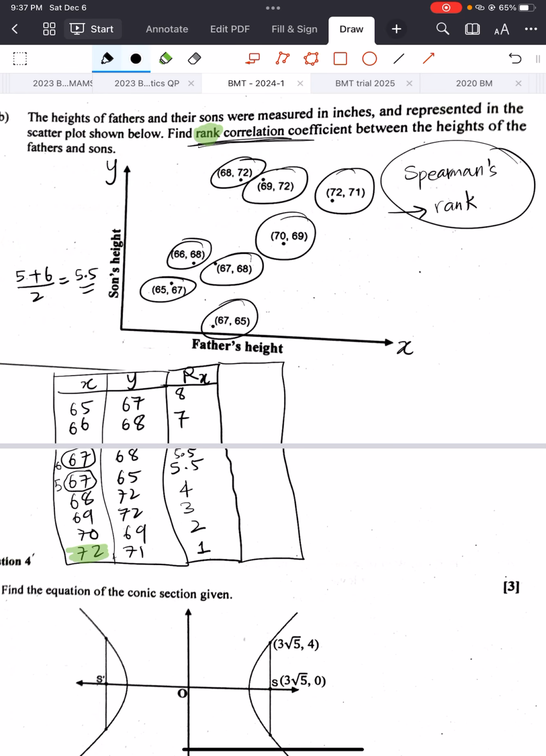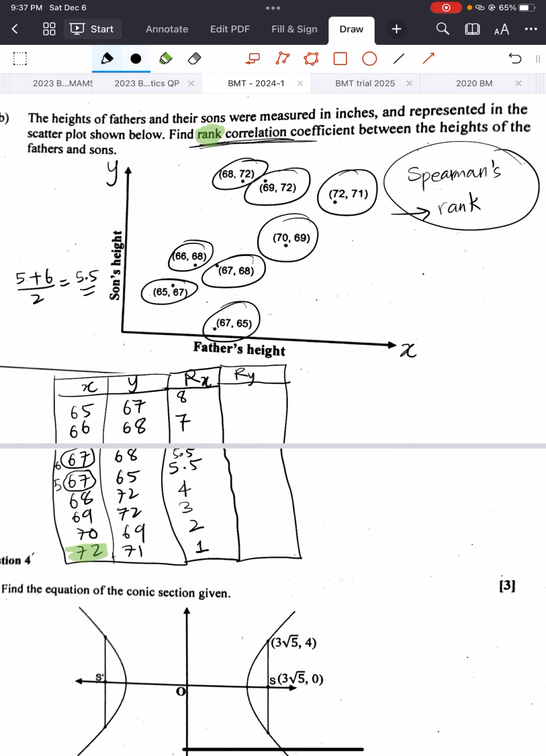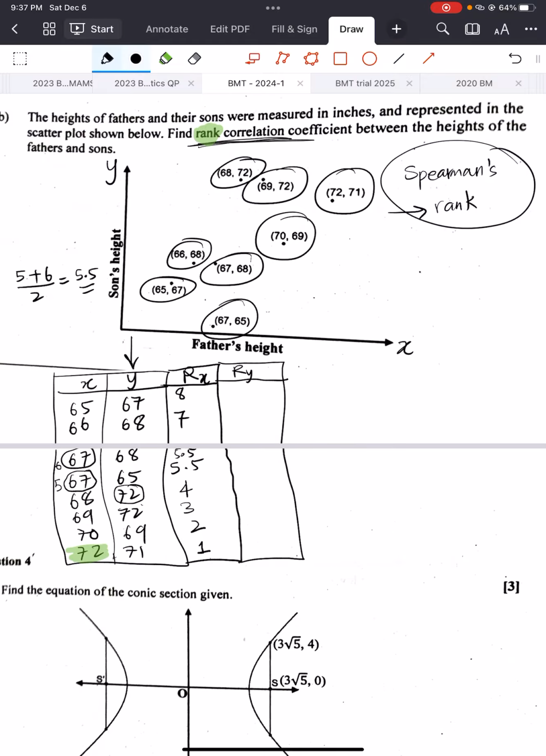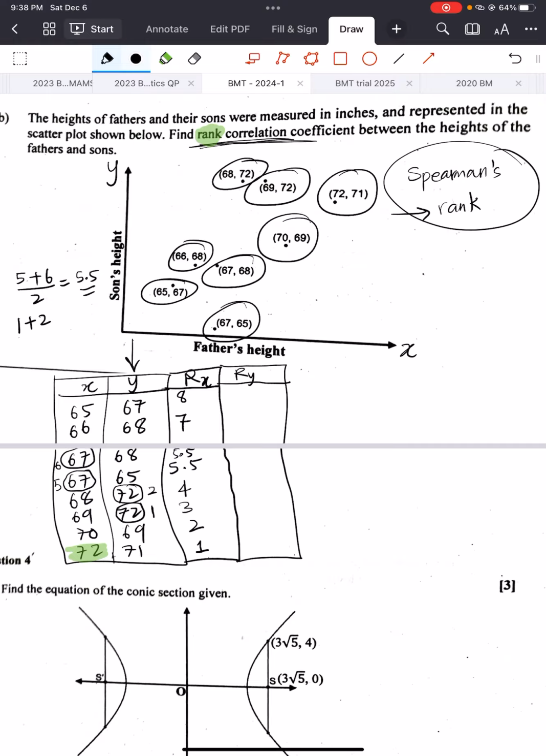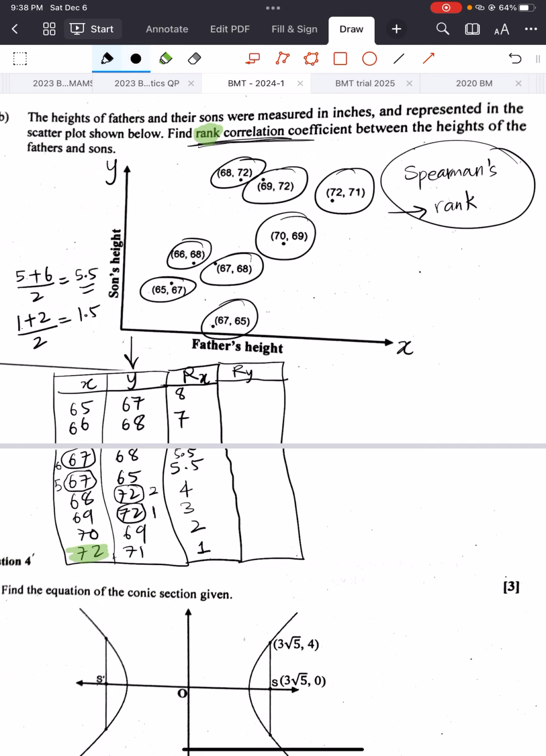Now you need to do rank y. So you have to compare the y variable. The highest is 72, but again you have two 72s. Actually this should be 1 and 2, right? But since 1 and 2 have the same value, the position should be distributed. So 1 plus 2 divided by 2. Why are you dividing by 2? Because there are two items. So 3 over 2 is 1.5. You need to give 1.5, 1.5. So 1, 2 is gone. Next number will get 3, third position.